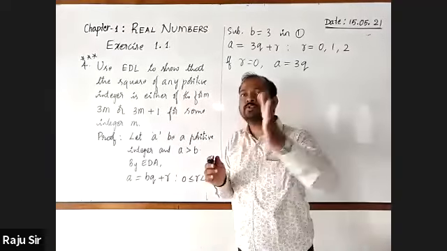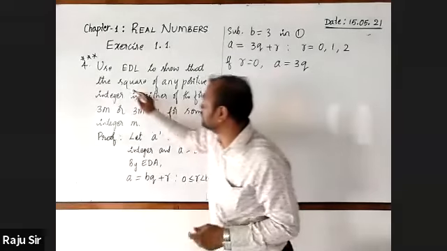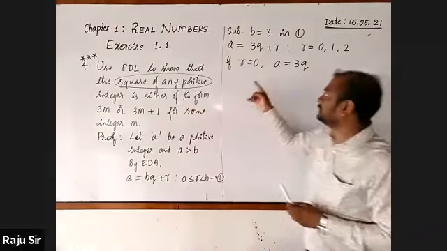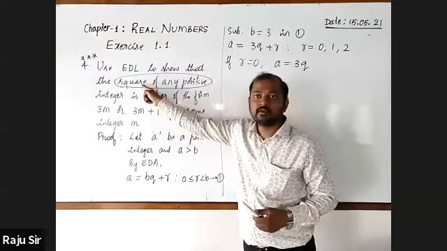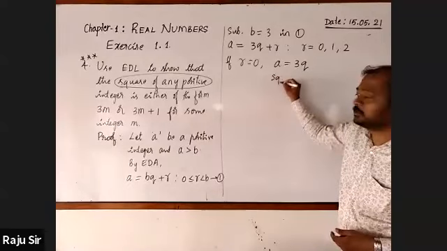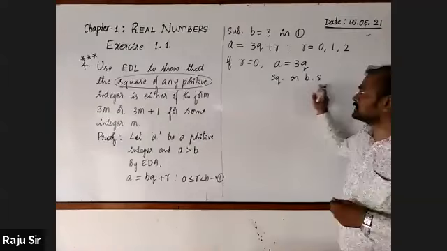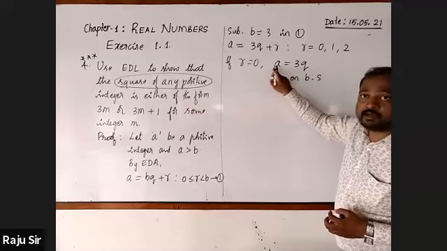Earlier, we used to express the even number or odd number in a particular form. But here it has been given that the square of any positive integer. Then what is the positive integer? A. Then we have to write its square now. Squaring on both sides, sir. Yes, excellent. Now you write, squaring on both sides.